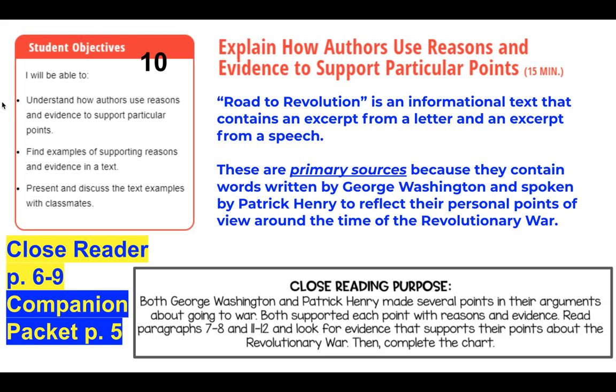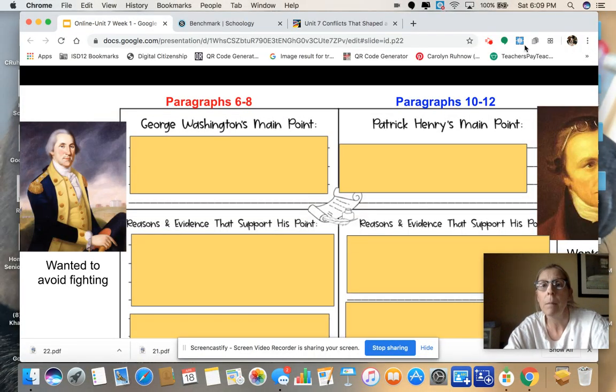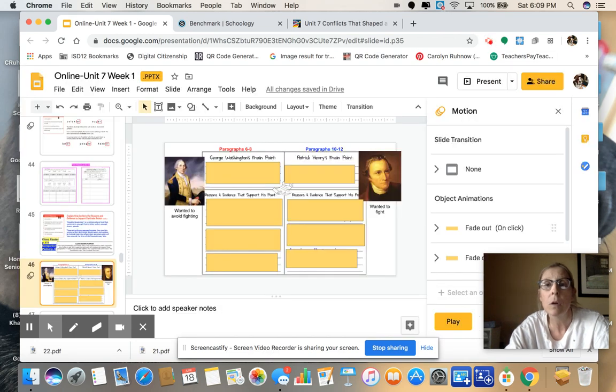Okay? So tomorrow we're going to take a look at how authors use reasons and evidence to support particular points. So I will see you then. Oops, that's a skip. And I will see you tomorrow with some more of where we left off.